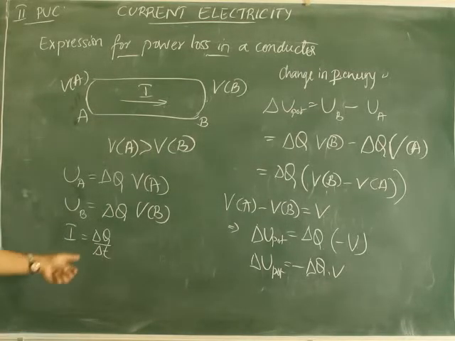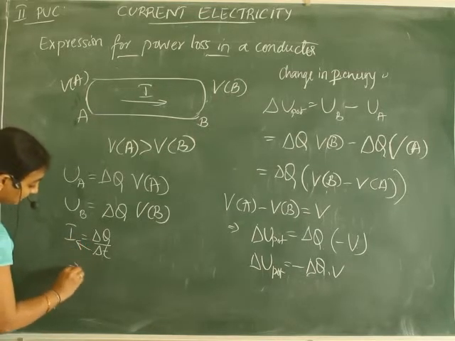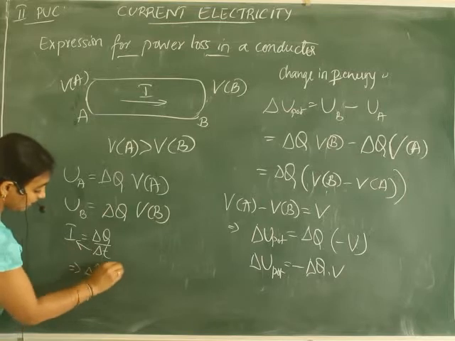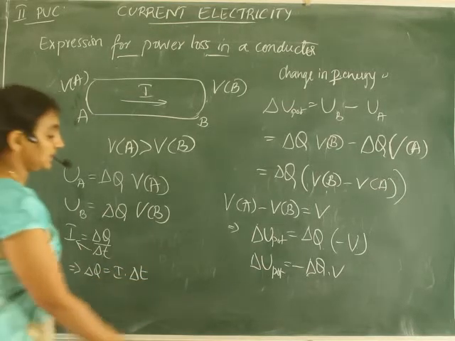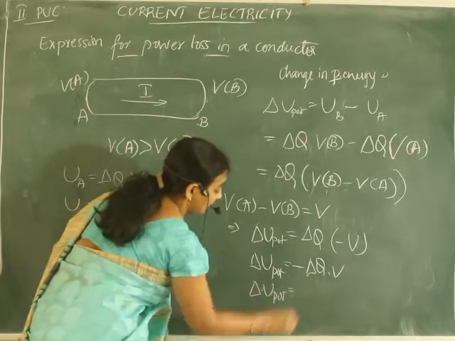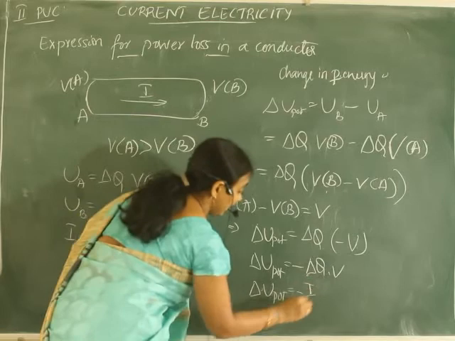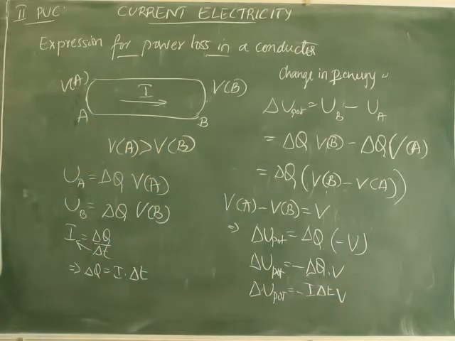But what is delta Q? Can I say delta Q is nothing but I into delta T? Now if I substitute here, I'll get delta U is equal to minus I delta T into V, correct?